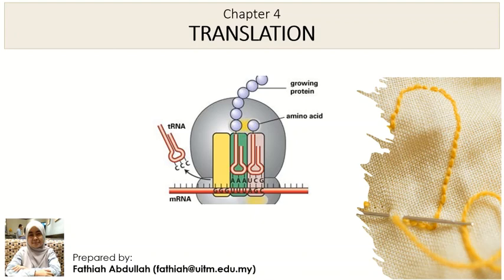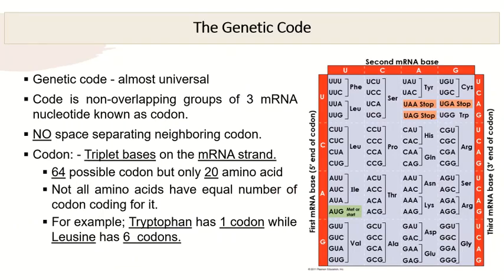Before we start, let me first explain the picture that I've put here. There's a thread showing the elongation of a stitch, which also represents the translation process. On the slide we have the ribosome, the mRNA strand, the tRNA, and the newly formed growing protein. The genetic code will later be translated into a polypeptide.